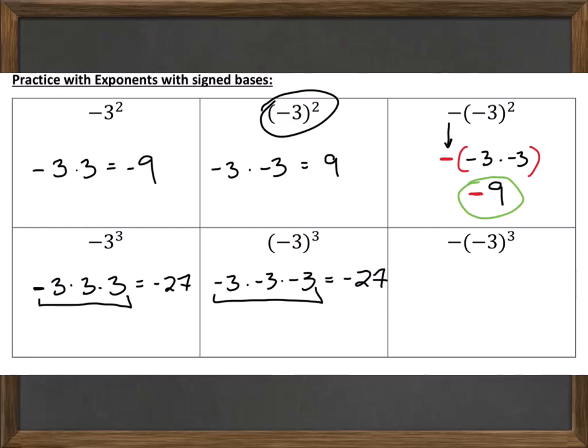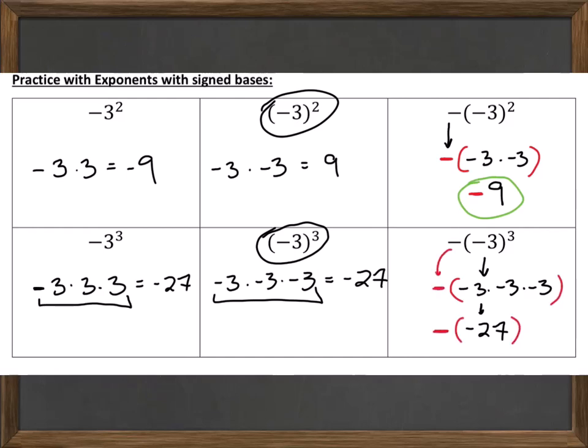Let's do this last problem. So now we have negative parentheses, negative 3 to the third power. Again, remember, we've already done this problem, haven't we? We already know that negative 3 quantity to the third power is negative 3 times negative 3 times negative 3, and we know that that is negative 27. So now let's go back and put this in parentheses and just carry down that negative sign.